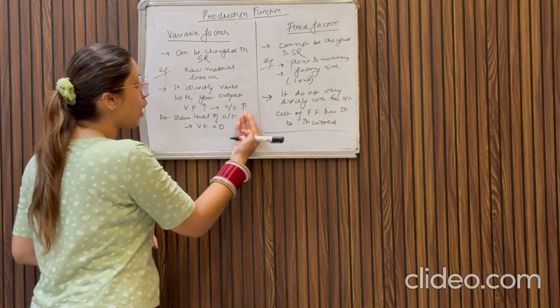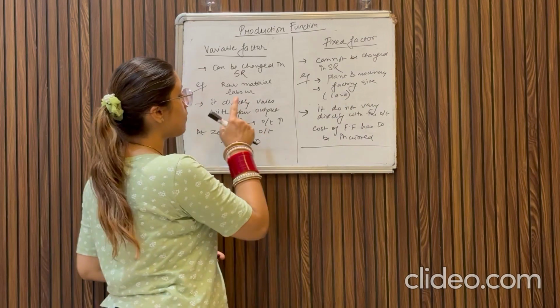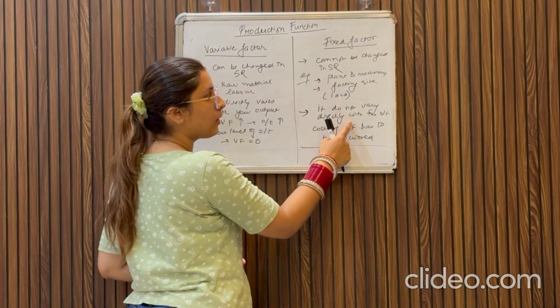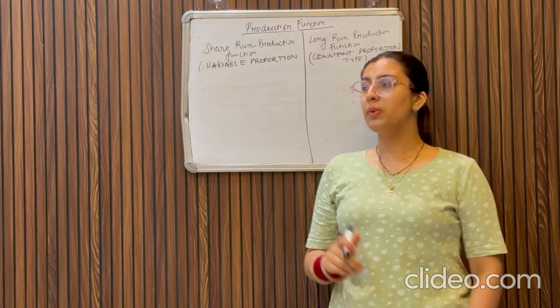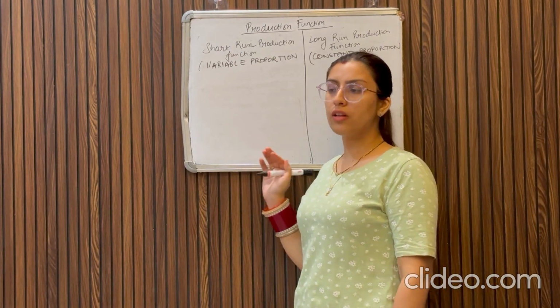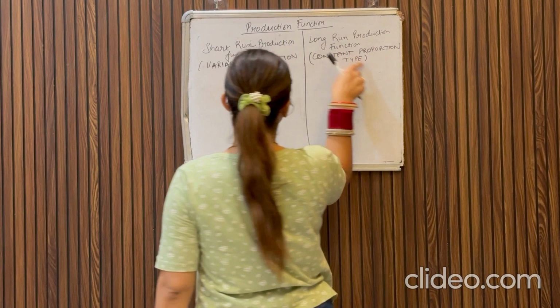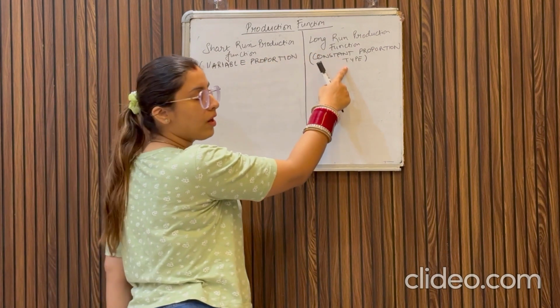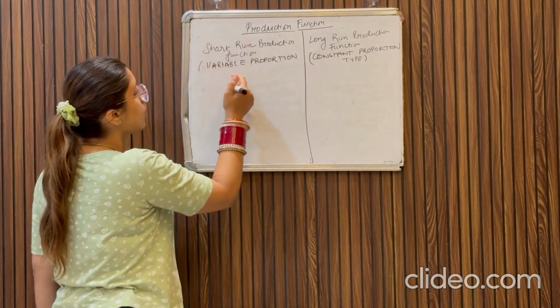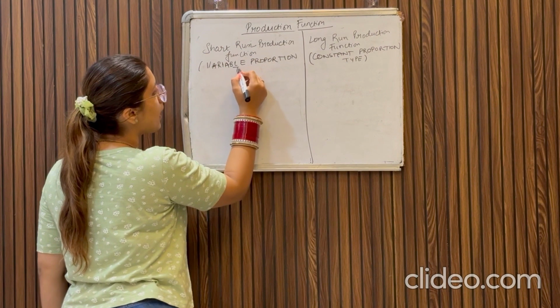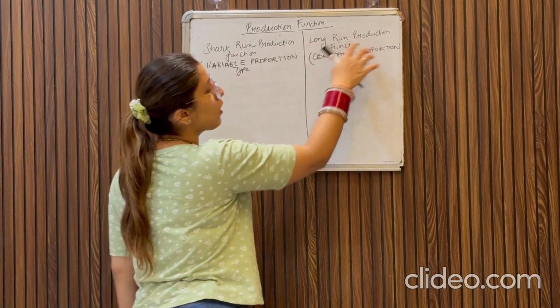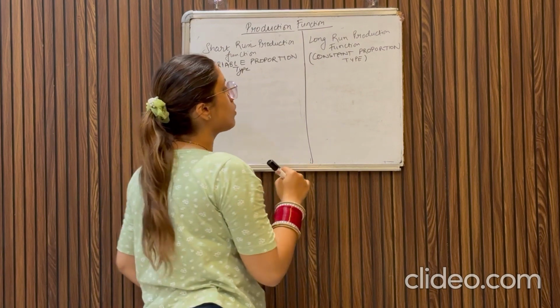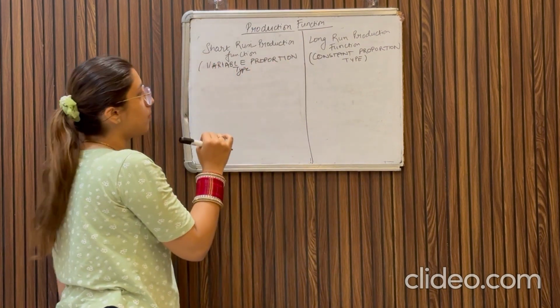If you are increasing your output, you have to incur more cost. So it varies with the output, and the fixed cost does not vary with the output. So based on the distinction between the fixed factor and the variable factor, we have two different types of production function. One is your short-run production function and one is your long-run production function. Short-run production function is also known as variable proportion time, and long-run production function is also known as constant proportion time. So let's understand what is short-run production function.